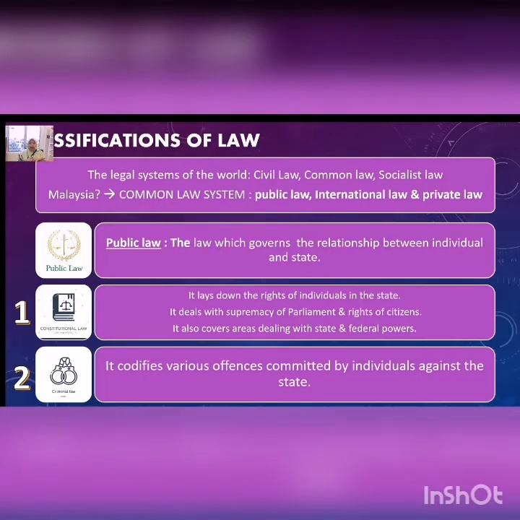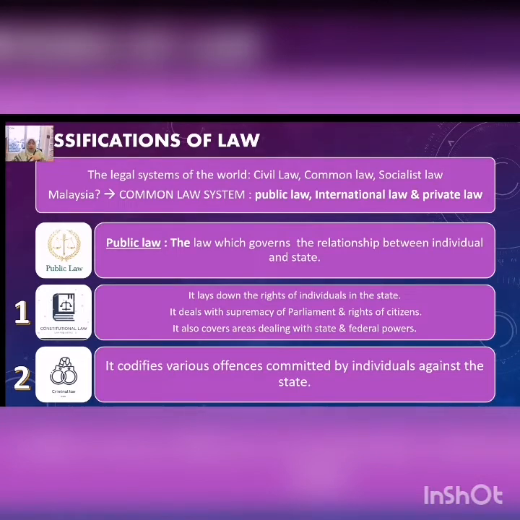Public law. Okay, it is the law which govern the relationship between individual and the state. So, for example, if you, as citizen, are not satisfied with the government, first you have to make sure your dissatisfaction is based on two: first, constitutional law, and second, criminal law. This is because public law regulates the relationship between individual and the state. If you are bringing the case, you are not bringing it for yourself, you are bringing the case for all the citizen in Malaysia.